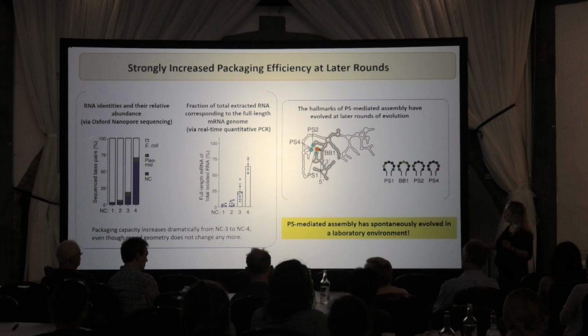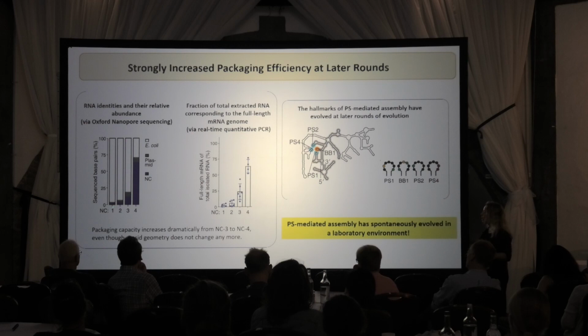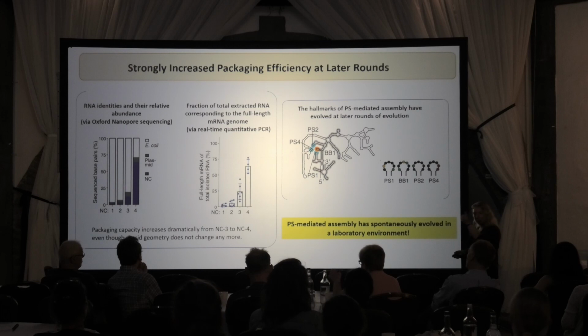So these are the different rounds of evolution. And what you see here is sequencing of the content. You see the messenger RNA, then some plasmid and some E. coli proportions. Initially in the capsids there's very, very little messenger RNA. This is the stage where we have one single packaging site. We do have a packaging site that's engineered in.